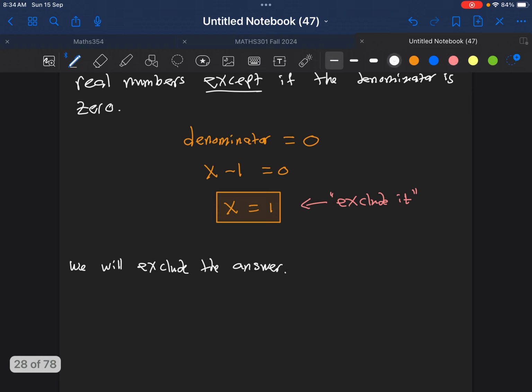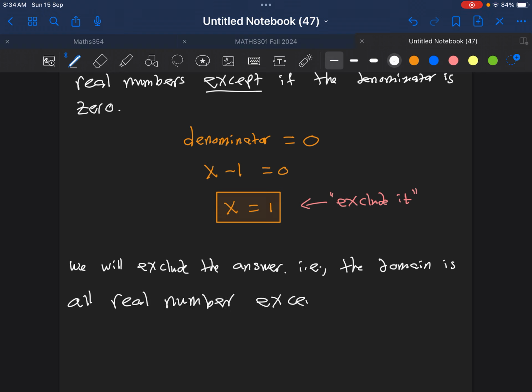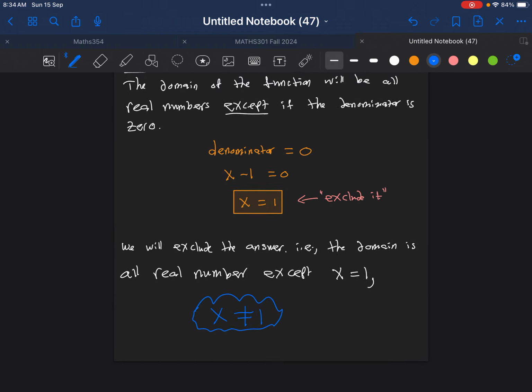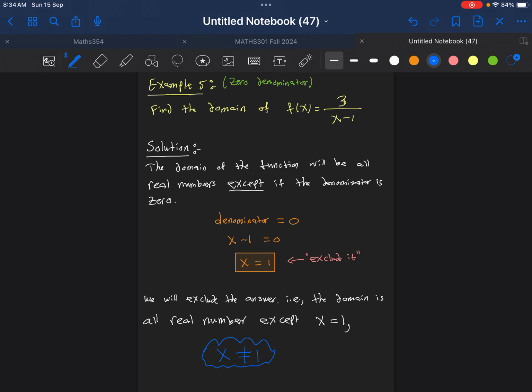Now, what do I mean by exclude the number? That's it. The domain is all real numbers, everything except x equal to 1. In other words, we can just write it as the final answer: x not equal to 1. So that's the values for x. So the idea, if we have 0 in the denominator, we make the denominator equal to 0. Whatever answer we got, we just exclude it.